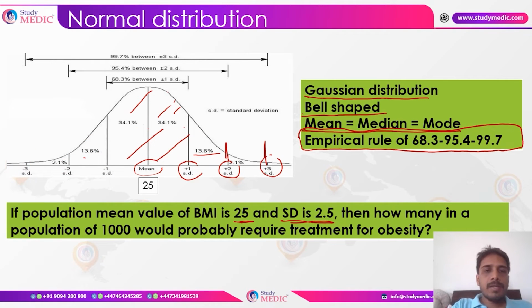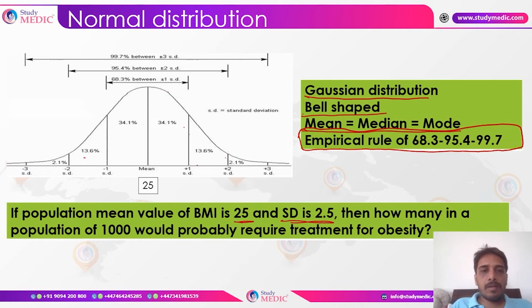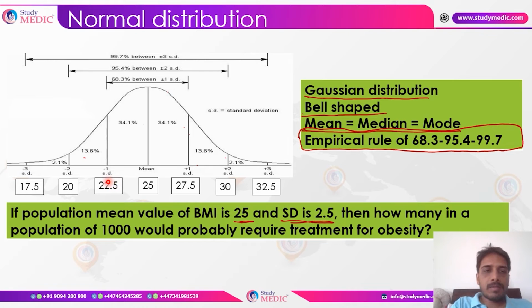And what is the SD? SD is around 2.5. Then when we plot the mean plus SD, and then the second SD, that is 30, and third SD, that is 32.5. Similarly, mean plus or minus 1 SD, 2 SD and 3 SD can be plotted. So mean is 25, 27.5 is the 1 SD, and 30 is the 2 SD. Now what is obesity? Obesity is usually BMI of more than, let us say, 30. Now we would like to know what percentage are more than 30.